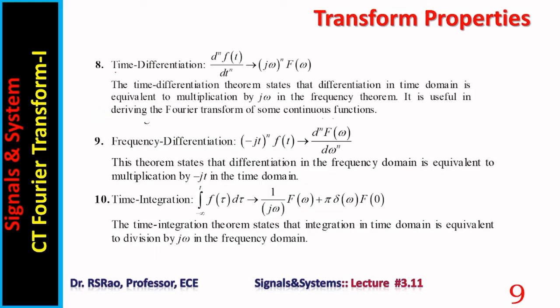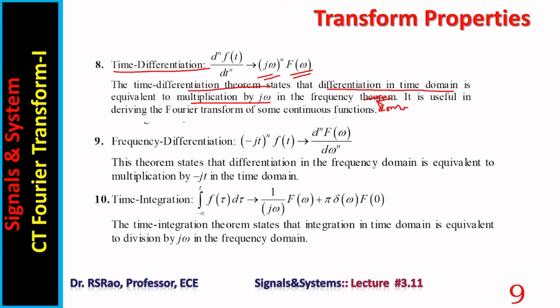Now, let us move further to consider time differentiation. The Fourier transform of f of t differentiated n times, d n f of t by dt n, is j omega power n multiplied by F of omega. The time differentiation theorem states that differentiation in the time domain is equivalent to multiplication by j omega in the frequency domain.